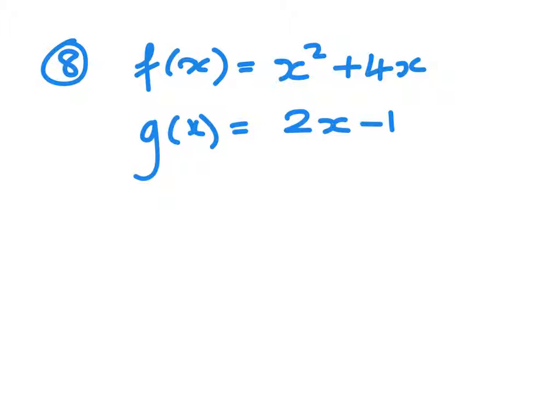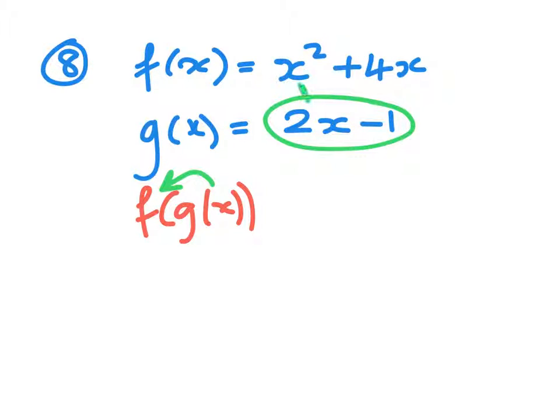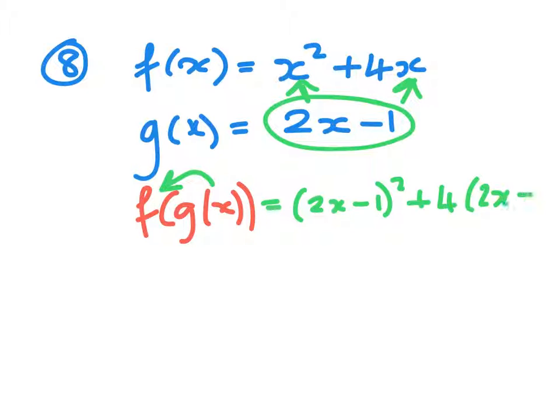Question 8, not part of the test, remember, but we'll do it as a homework question anyway. First thing you have to work out is f of g of x. So that means the g formula is going into the f. So this formula is going in here, and it's also going in there. So that gives you 2x minus 1 squared plus 4 lots of 2x minus 1. Then remove the brackets, tidy it all up, and you get a formula.